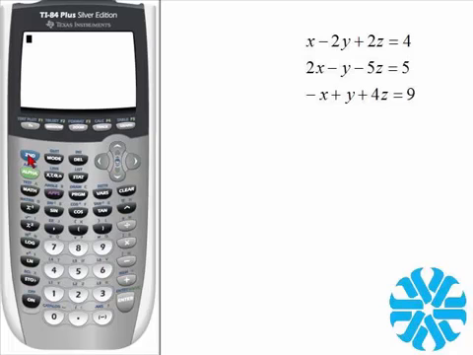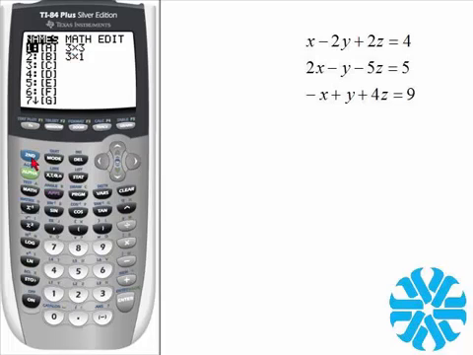So remember, we go to second function, matrix. Now recall from the video matrix dimensioning and editing, we had already inputted a matrix for A and B. So that's why we see these already here on this screen. We can delete them or we can just change the dimensions and then edit them. So let's recall how to delete them.